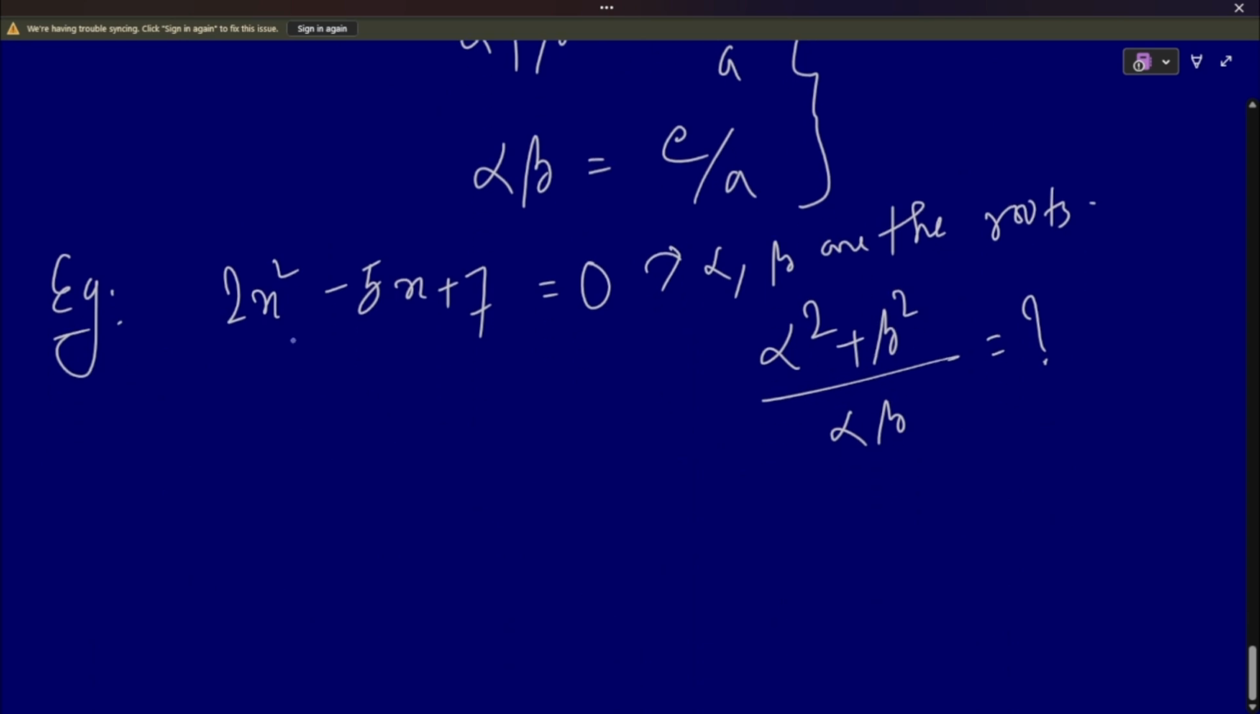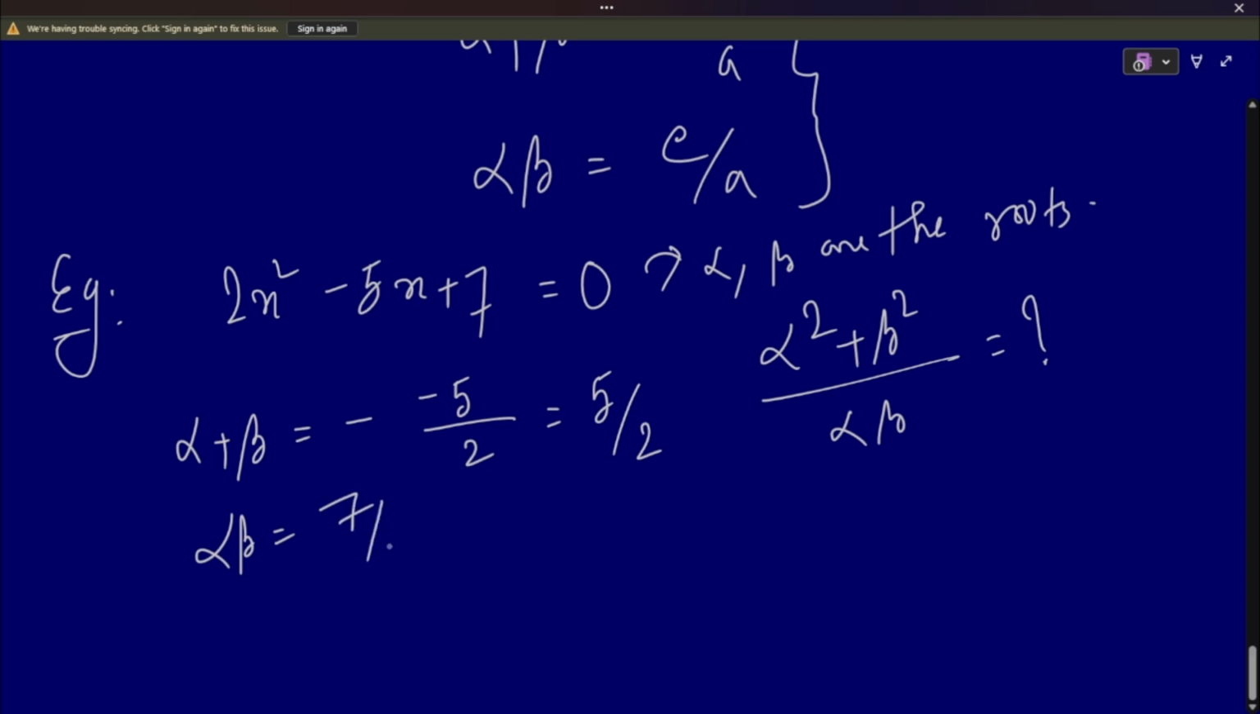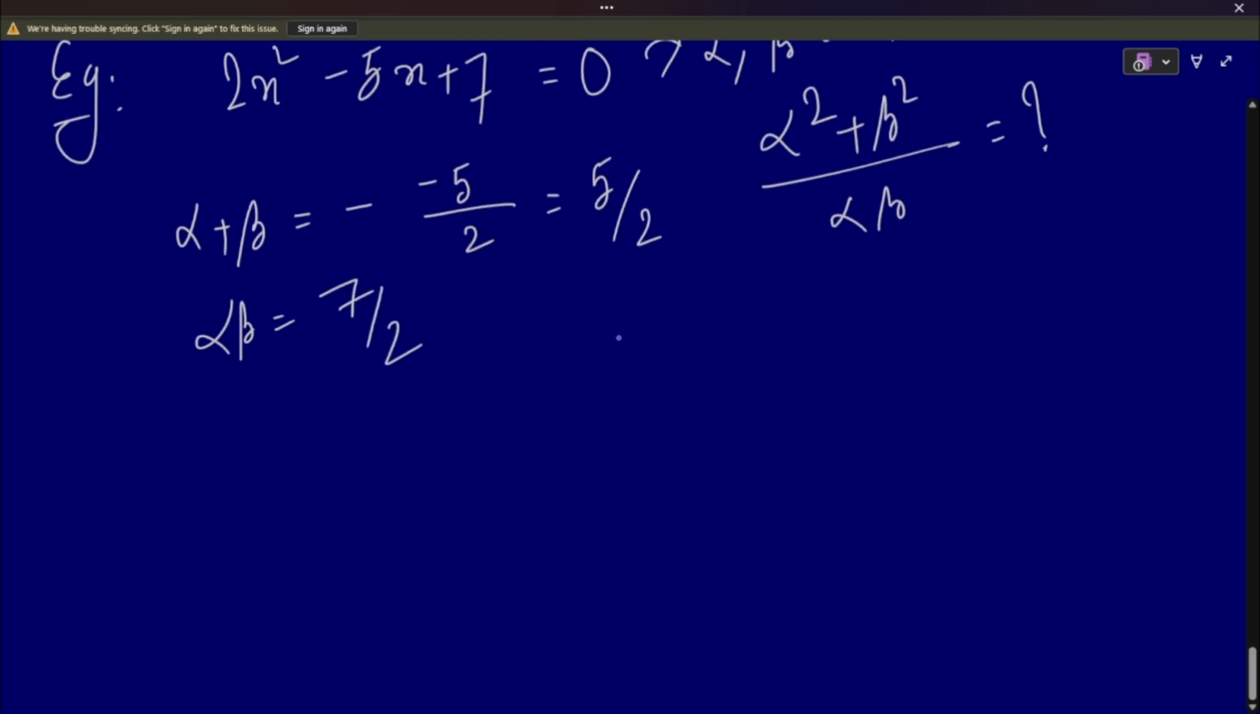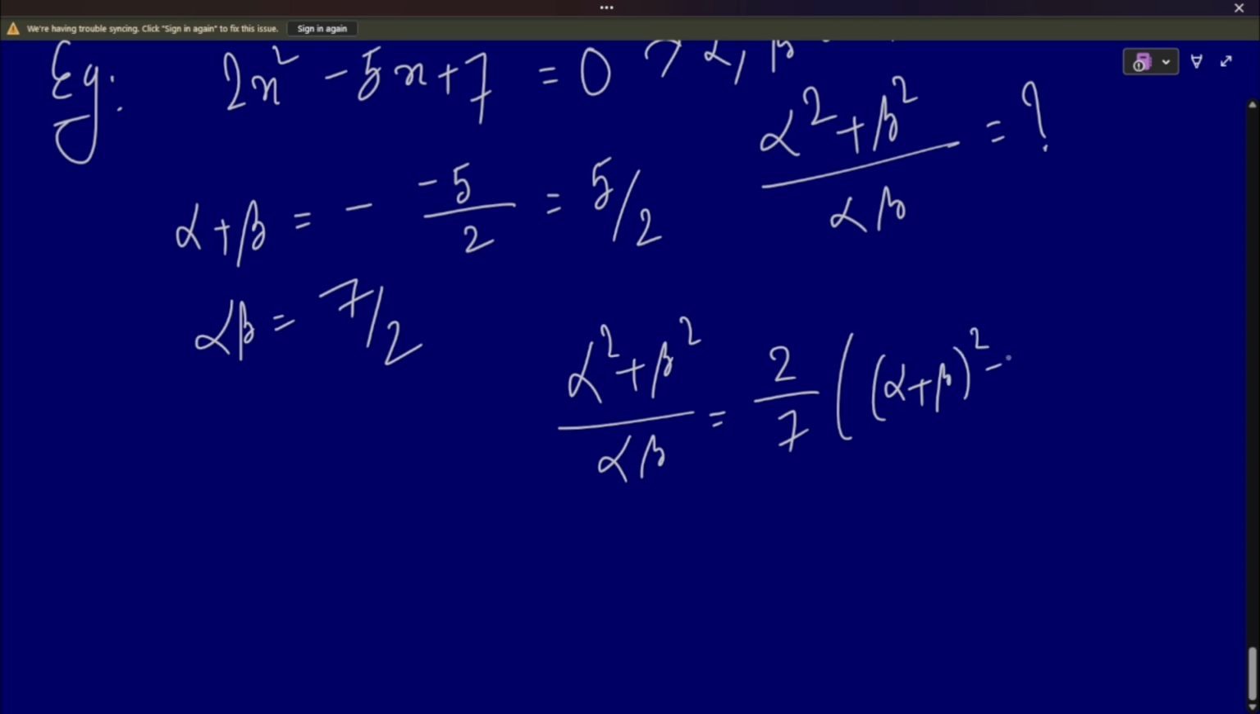So how do you do this? Using our new knowledge, we can say that alpha plus beta is minus of minus b upon a, which is minus of minus 5 upon 2, so this simply becomes 5 upon 2. And the product of the roots is 7 upon 2, right? Using this information, for alpha square plus beta square by alpha beta: since alpha beta is 7 by 2, this becomes 2 by 7 of alpha square plus beta square, which we can further write as (alpha plus beta) whole square minus 2 alpha beta.